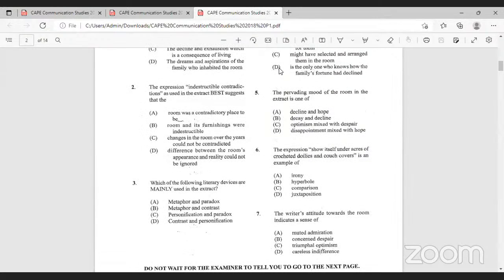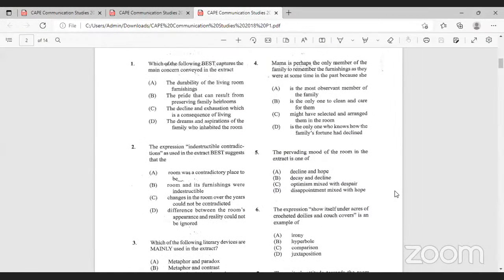Number 7: the writer's attitude towards the room indicates a sense of muted admiration, concerned despair, triumphal optimism, or careless indifference. Yeah, most persons are saying the answer is B, concerned despair. Right? The attitude is concerned despair. So 7 is B. So let's go back through each of these.